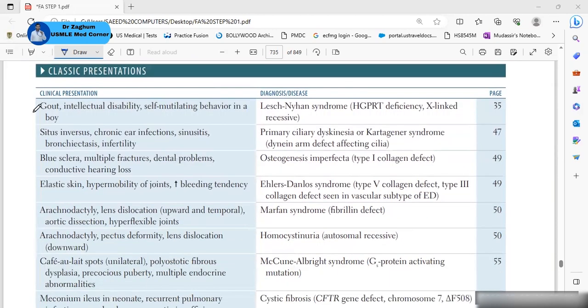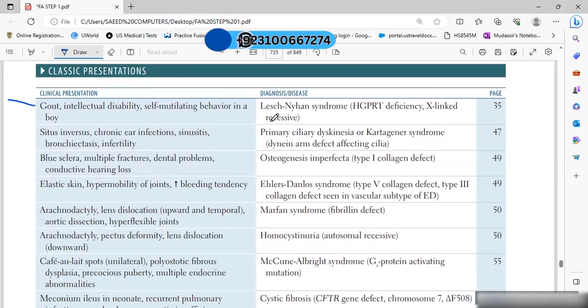Here you can see gout, intellectual disability, and self-mutilating behavior in a boy. That is Lesch-Nyhan syndrome. It is an X-linked recessive disorder. The mnemonic given in First Aid is HGPRT: hyperuricemia, gout, pissed off, and retardation. And remember, self-mutilation behavior is also seen in Fragile X syndrome and borderline personality disorder. So that is Lesch-Nyhan syndrome.